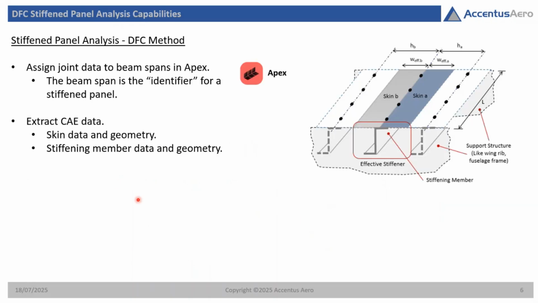So in terms of the method, what we do here is use beam spans as the identifier for a stiffened panel. We assign a joint allowable to it, and then DFC will automatically recognize it as a stiffened panel. When you do the CAE extraction using the custom tool in Apex, we extract all the skin data and geometry like materials, thicknesses, panel widths and lengths, etc. And we do the same for the stiffening member or the stringer. We get all the material data and geometry from the auto extraction.